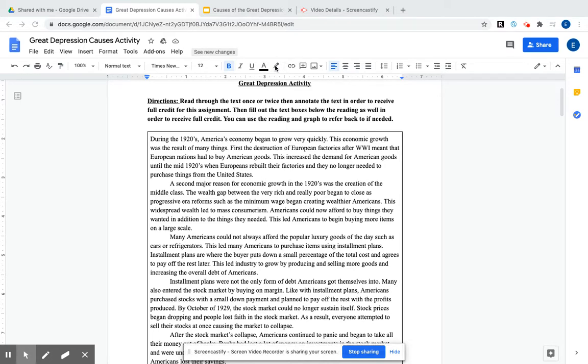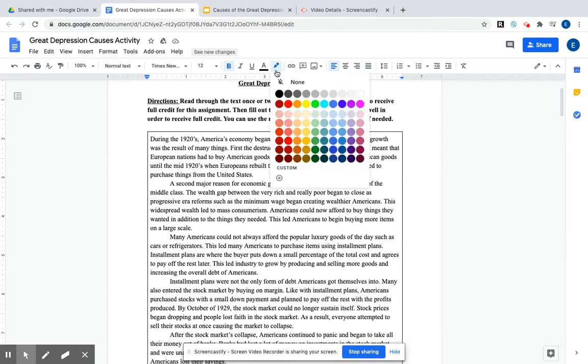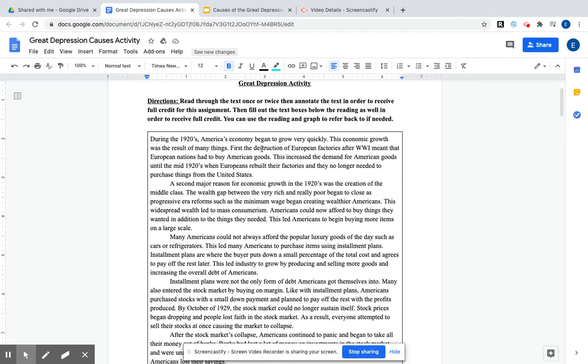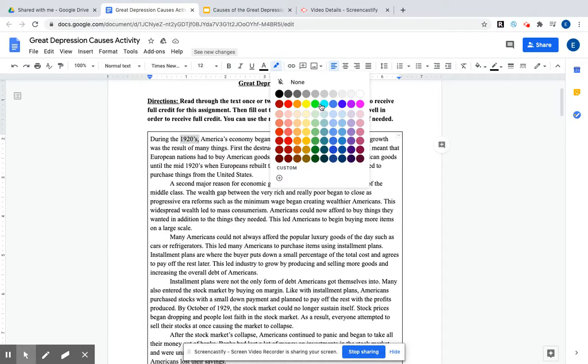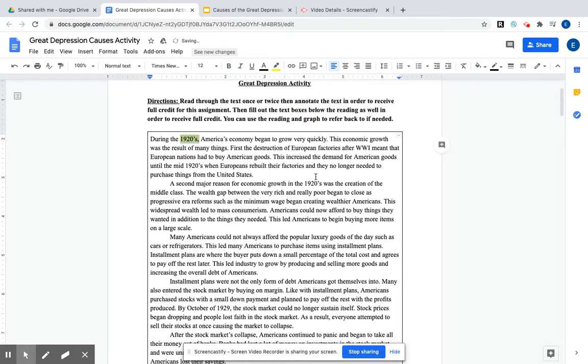So for that one, you can go ahead and annotate, whether that's highlighting. You can choose a certain highlighter color. We'll just choose a lighter one for this example. So you're going to highlight a few things that stick out. From this first paragraph, I'm going to highlight 1920s because I realized that's the time period we're talking about, and I think that's pretty important.